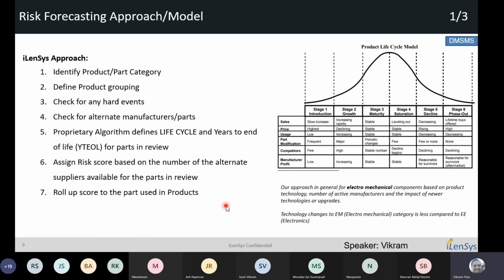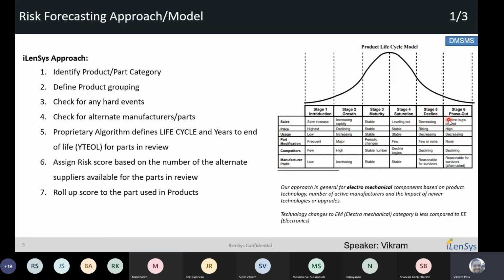Right. So let us discuss more on the risk forecasting approach or model. Since we are coming from the part selection guidelines, typically the part has to meet your product requirement, as we discussed. If you look into the product life cycle model, it has several stages, starting with introduction, growth, maturity, saturation, decline, and then phase out.